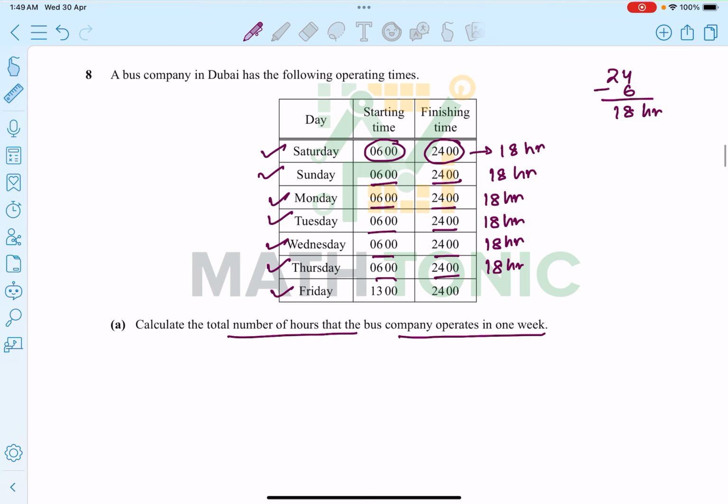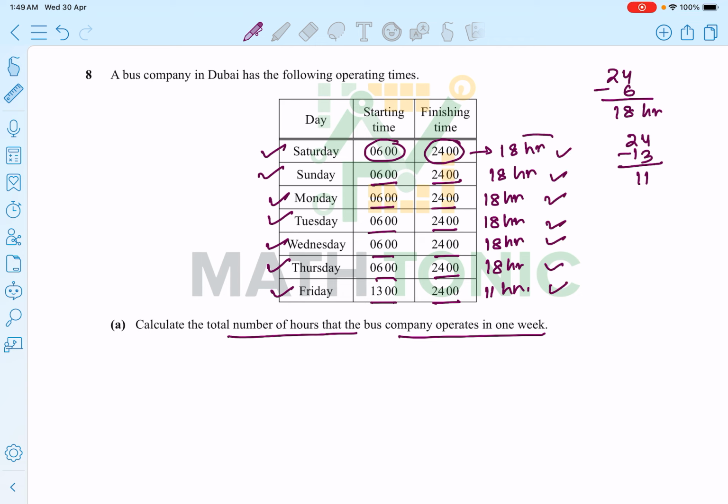Got it? This one is given 13 to 24. So this will be 24 minus 13. So I'm getting 11 hours. Got it? Yes, because every time is given in 24-hour format. Now how to find total time? You can simply add all these values and get the answer.